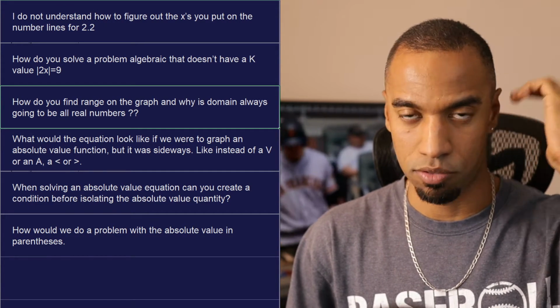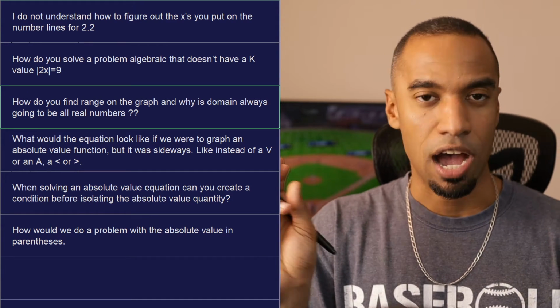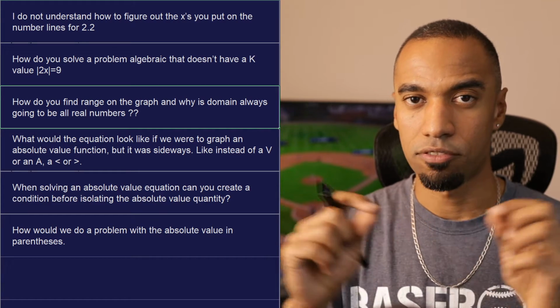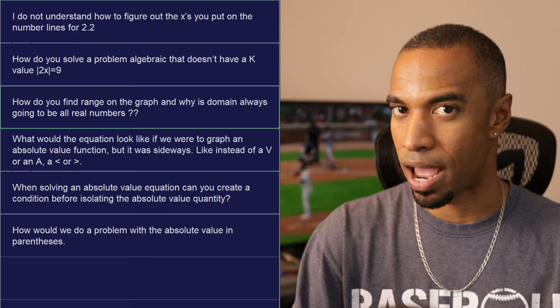Why is domain all real numbers for most equations? Domain is in reference to how far left and right our graph goes. And how far left and right our graph goes is based on what values of x exist on our graphs.